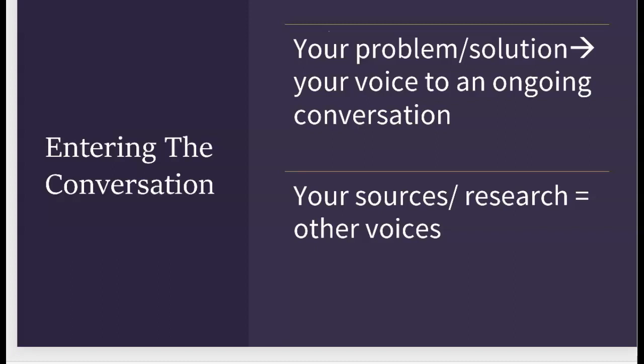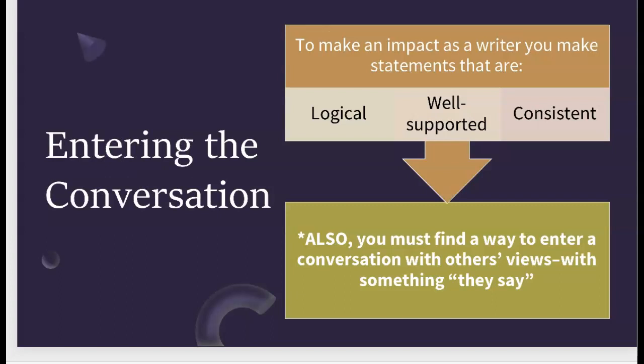And the main idea is multi-pronged. You want to figure out what they say, figure out what you say, and put all of it together in a synthesized conversation that's ultimately dominated by your voice. To make an impact as a writer, then, you need to do more than make statements that are logical, well-supported, and consistent. You must also find a way of entering into the conversation with views of others and something they say. And the easiest and most common way to do that is by summarizing what others say and then by using it to set up what you want to say.